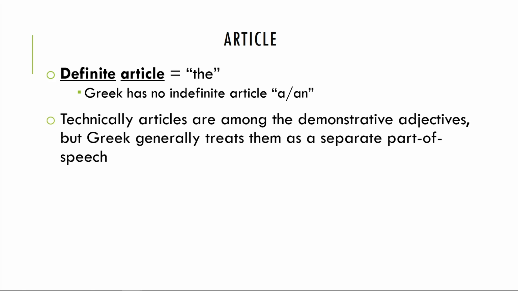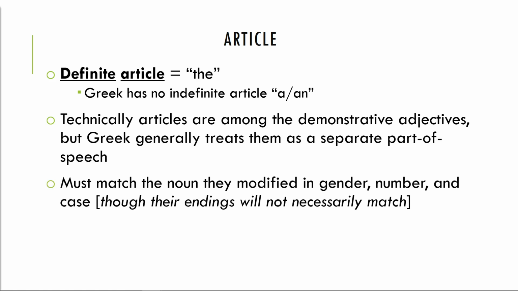Technically, articles are adjectives. Greek generally treats them as a separate part of speech, and so will we, because it's just easier to speak of them separately. So articles technically are adjectives. They're going to act like adjectives, in other words. They must match the noun they modify in number, gender, and case. That doesn't mean their endings are going to match, as we'll see, but if the noun the article is modifying is singular, feminine, dative, the article must be singular, feminine, dative. There's just no exceptions to that.